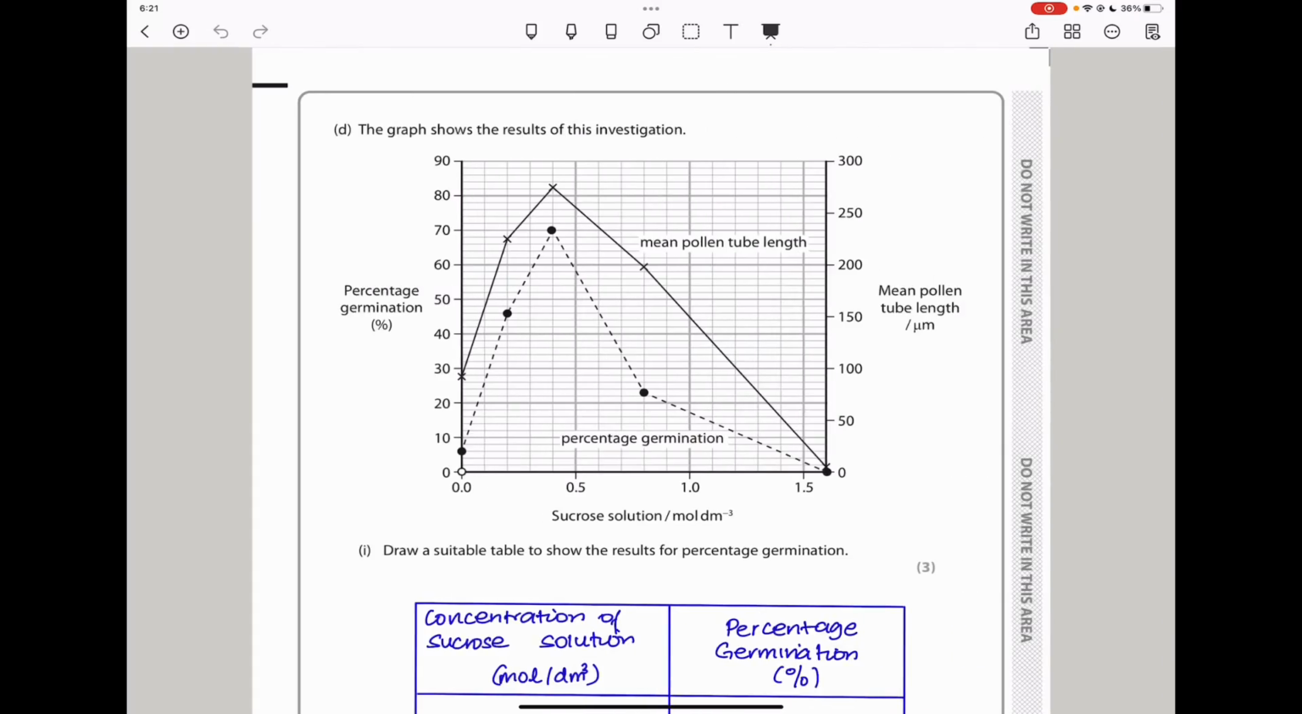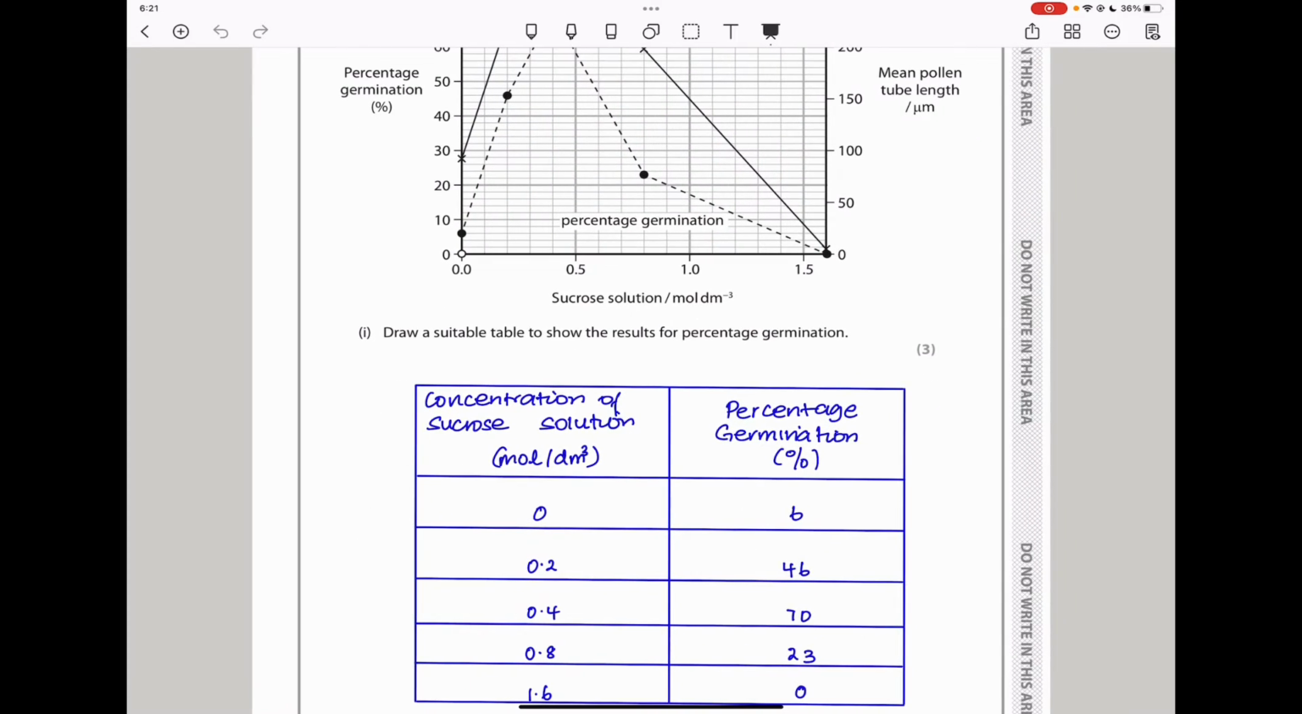So let's continue. Here they say the graph shows the results of this investigation. We can see they have the percentage germination, and here we have the sucrose solution concentration in mol per decimeter cubed. We can see the percentage germination increases, and then decreases rapidly, until we can see there is 0% growth. They ask us to draw a suitable table to show the results for percentage germination.